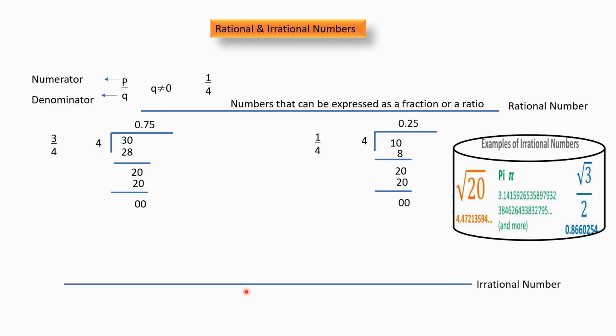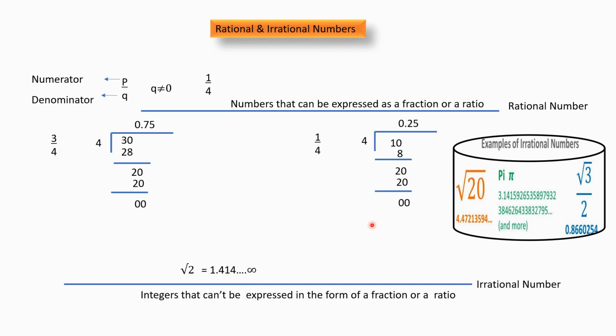An irrational number is a number that cannot be expressed as a ratio of two integers, meaning it cannot be expressed as a simple fraction with the numerator and denominator. Irrational numbers are decimal numbers that continue infinitely without repeating a pattern. For example, the square root of 2 is an irrational number. When we calculate the decimal representation of the square root of 2, we get 1.41421356, and the decimals continue infinitely without repeating a pattern.